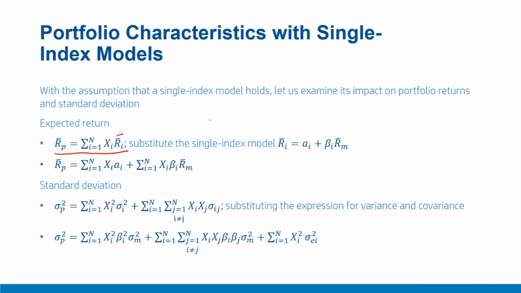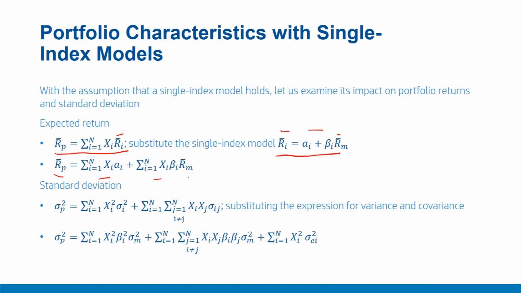The expression for expected returns on portfolios is provided by this equation: Rp bar equal to summation xi Ri bar, i equal to 1 to n. The assumption here is that the single index model, which is Ri bar equal to alpha i plus beta i times Rm bar, holds, where Ri bar is the expected return on the security and Rm bar is the expected return on the market.